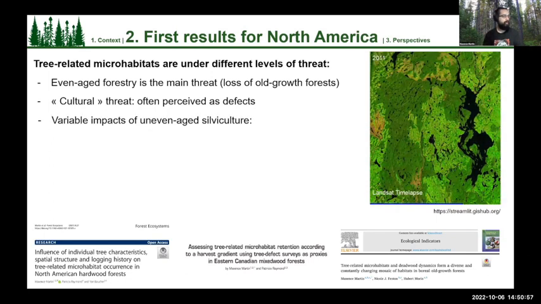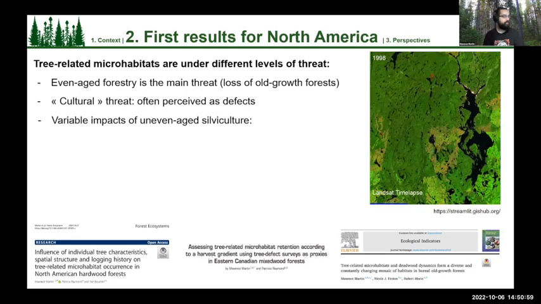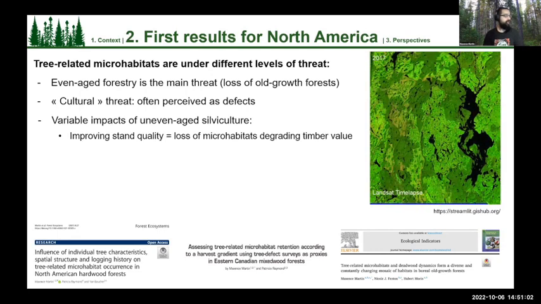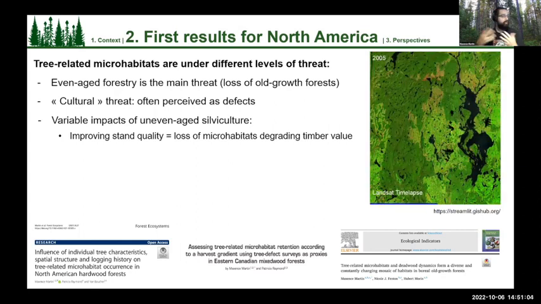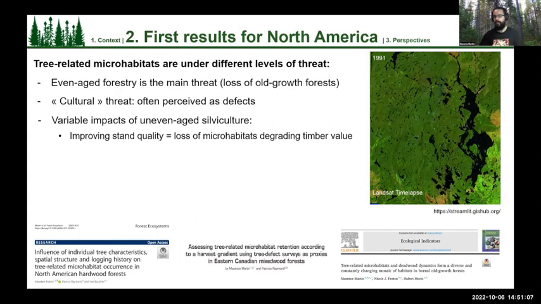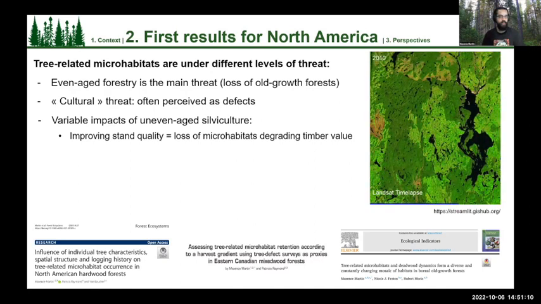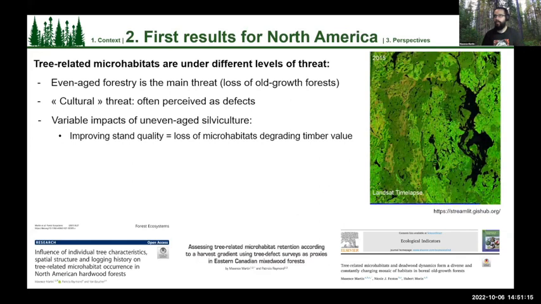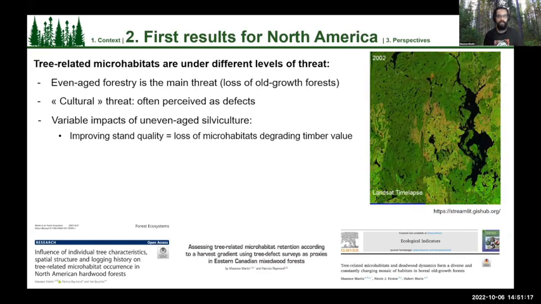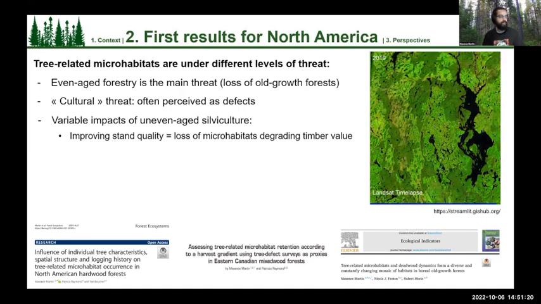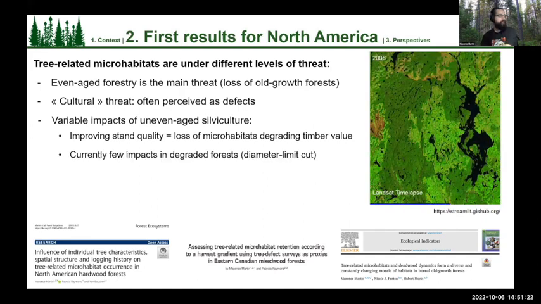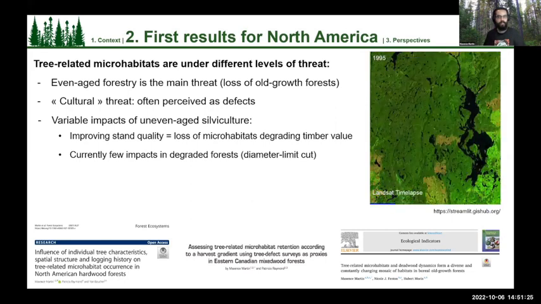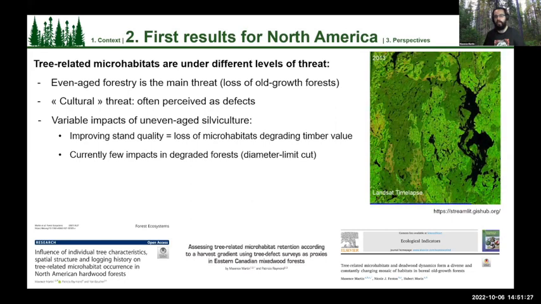And so in the boreal forest, we saw very bad impacts of even-aged silviculture. For example, if we try, as we do right now, to improve some quality, yeah, we lose some tree-related microhabitats, and specifically those degrading timber value. Those which have no impact on timber value stay, but still we can lose some specific types of tree-related microhabitats. However, we have some history of degraded forest in Quebec due to diameter-limit cut, and in this case, we don't see any impacts of current forest management on tree-related microhabitats.